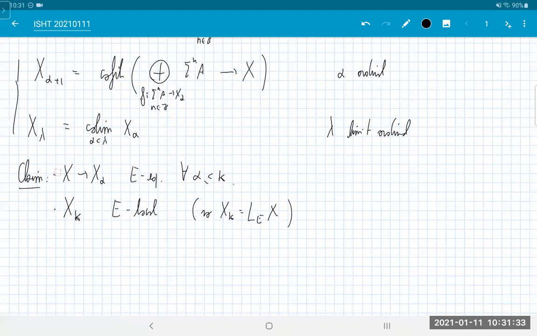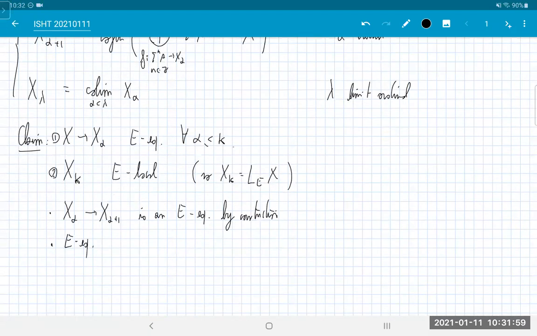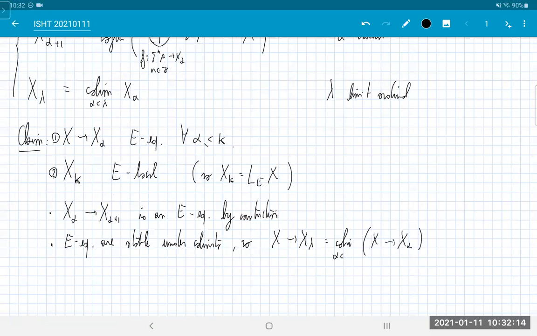So, okay, the first claim is easy because the map X_alpha to X_{alpha+1} is an E equivalence by construction, since it's the cofiber when the source of the map is an E acyclic object. And of course, E equivalences are stable under colimits. So X to X_lambda, which is just a colimit of the maps X to X_alpha for alpha less than lambda, is an E equivalence. So claim one is basically by construction.